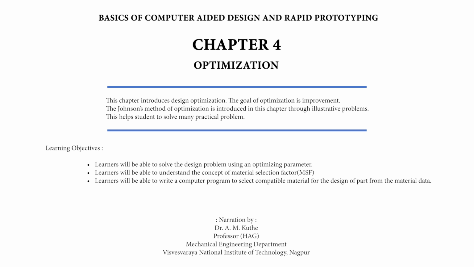This will result in d equals cube root of 32 Fl Fs upon 4 pi Sy. The equation for d is used to test the compatibility of the material. It is possible to have three different values for diameter d. The diameter is less than d min. In such a case, the diameter is modified to d min.